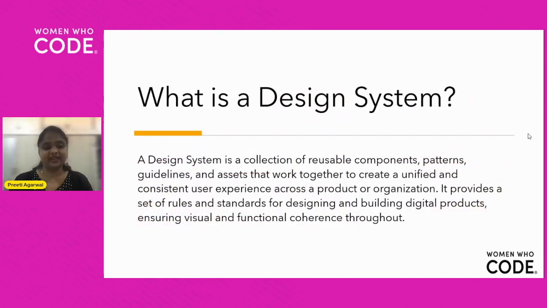Now, as they moved ahead, they were very proudly designing the design system, as you can see on the screen. Now, if I define the same, a design system is a collection of reusable components, patterns, guidelines, and assets that work together to create more complex design, a uniform, consistent user experience across the products in an organization. It provides a set of rules, it provides a set of standards, to design and develop your digital products. So this is what your design system is on the whole.